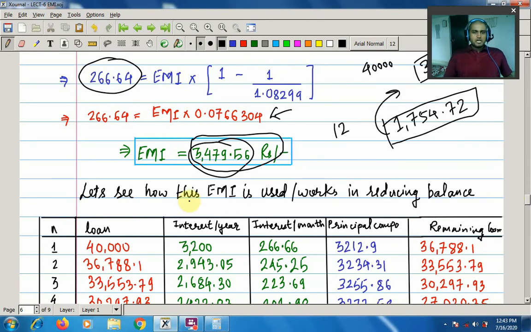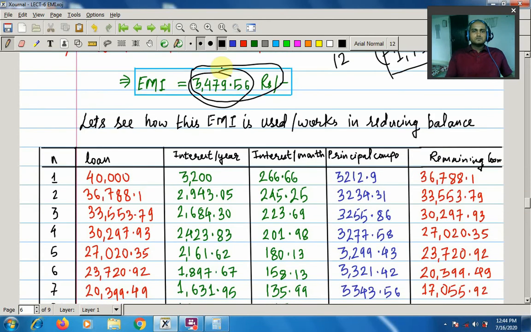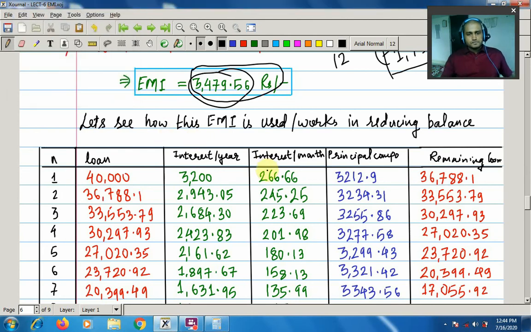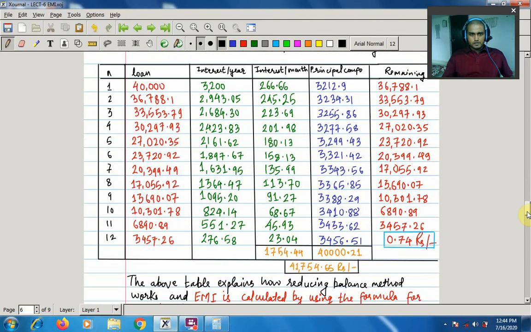Now let's see how this EMI is used or works in reducing balance. So I need to minimize this to take all the page in one screen. So this much is okay, I think. Yes, okay. So this is the calculation in front of you on the screen.